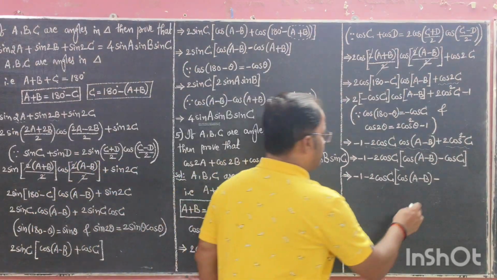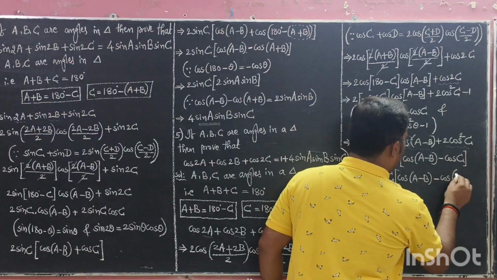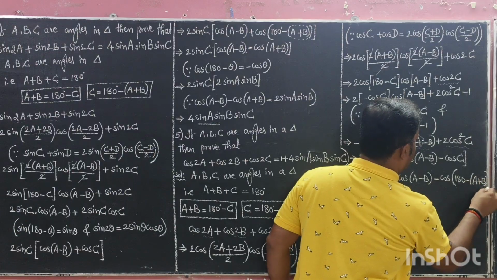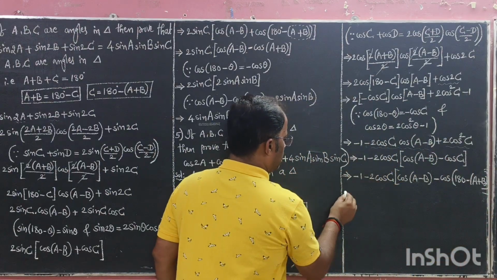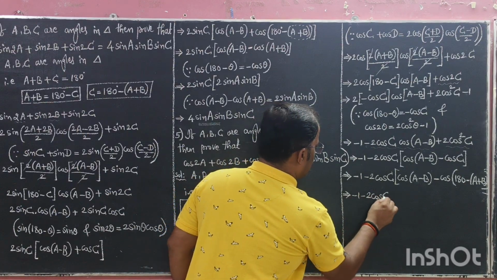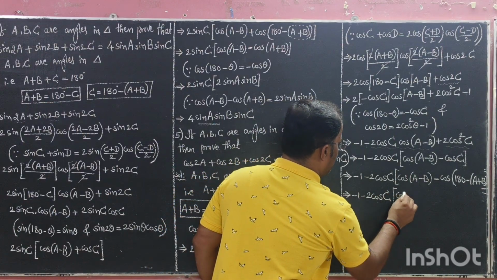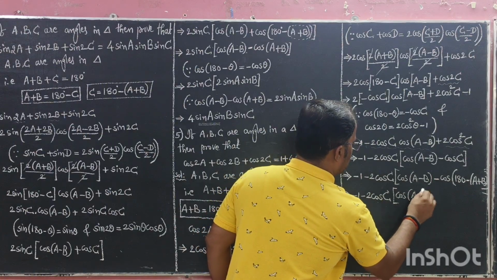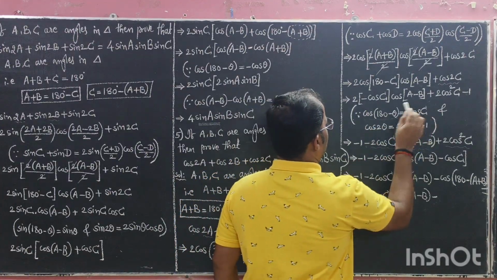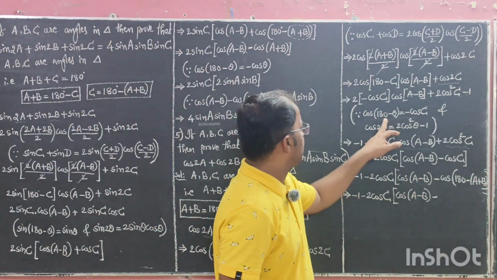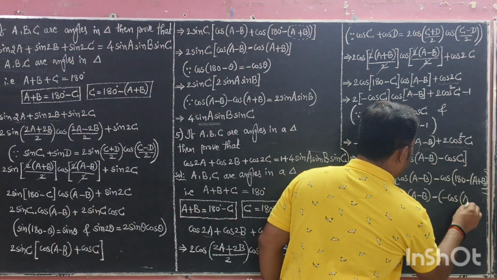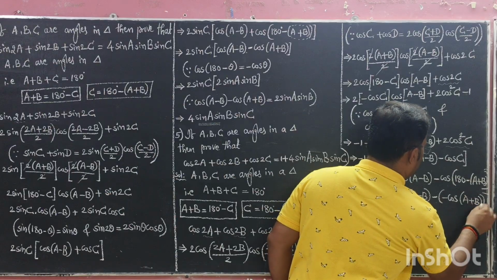180 minus of A plus B. Substitute cos of 180 minus of A plus B. That implies minus 1 as it is, minus 2 cos C as it is, and remaining cos of A minus B also as it is, and minus cos of 180 minus theta. I already wrote the formula: cos of 180 minus theta. What is the formula? Minus cos C means minus cos of A plus B.